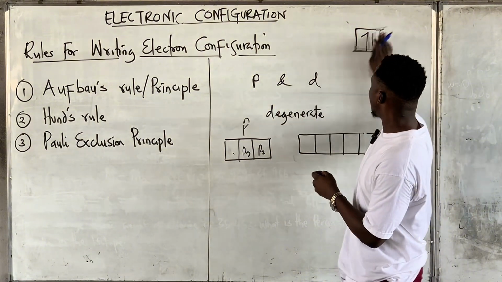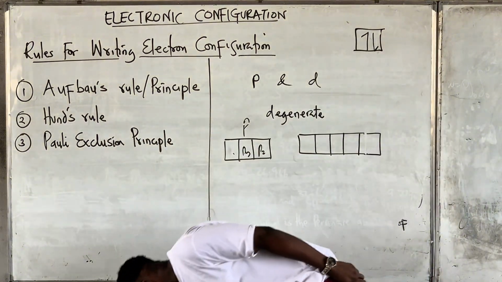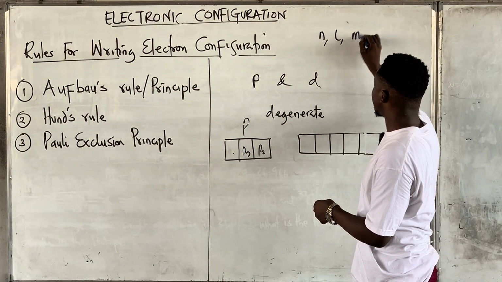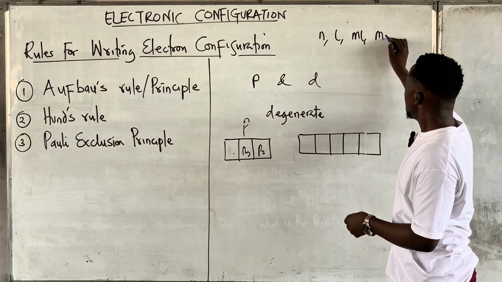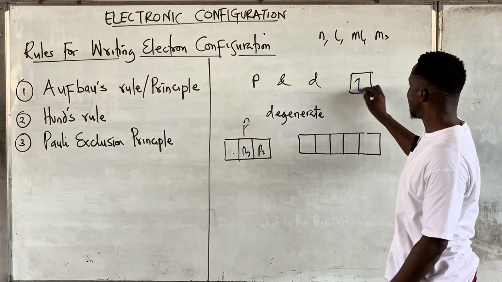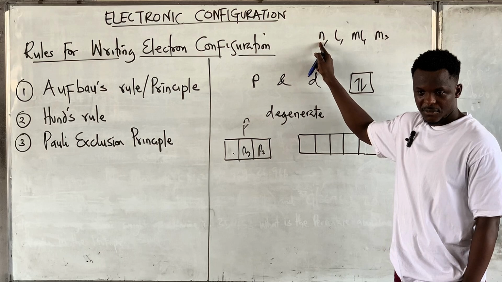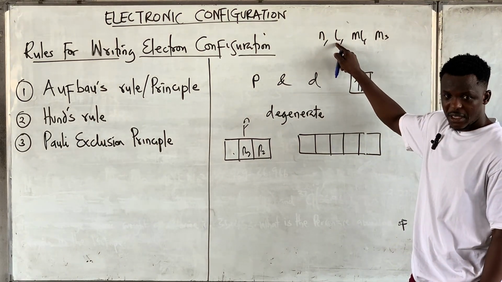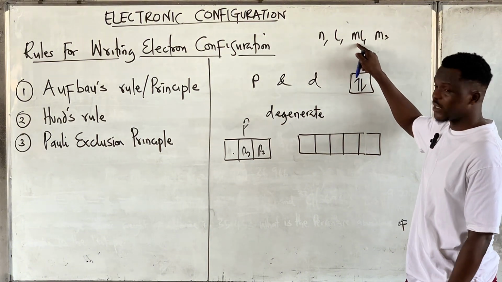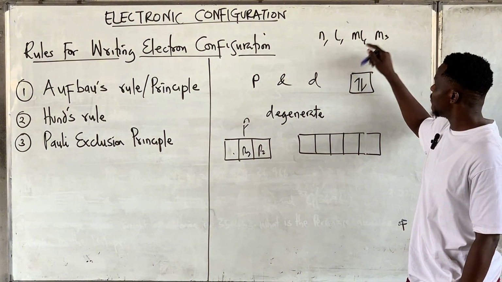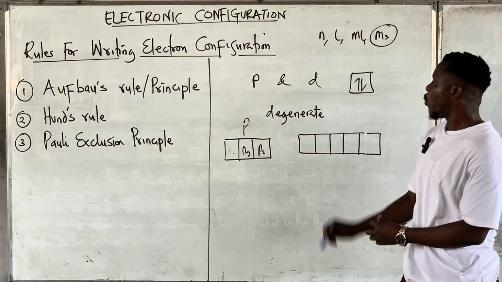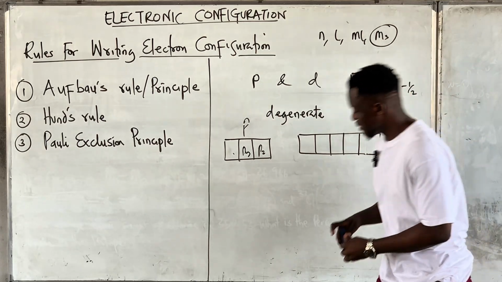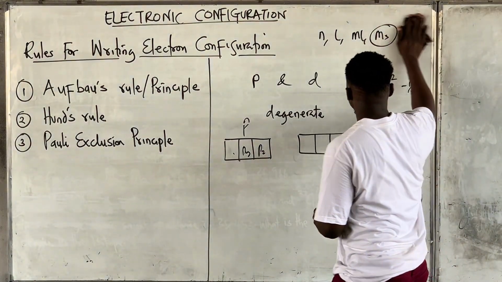Now, the four quantum numbers that we have are the principal, the azimuthal, the magnetic, and the spin. It's possible for 2 electrons in the same orbital to have the same n, that's the same principal. It's possible for them to have the same l. It's possible for them to have the same ml. But it can never be possible for them to have the same spin. One of them will have plus half, and the other will have minus half. So that is basically what this is telling me.